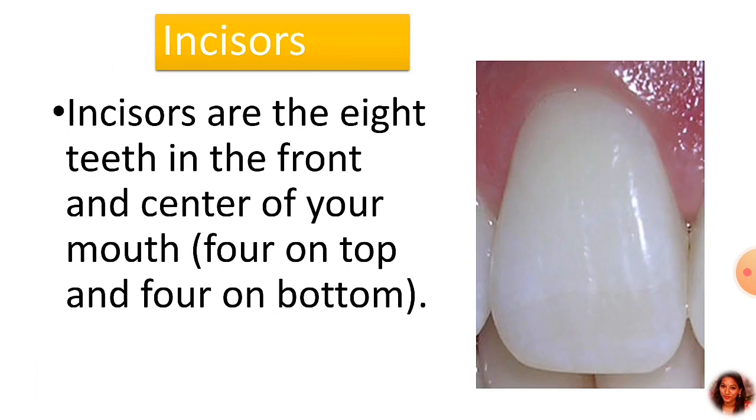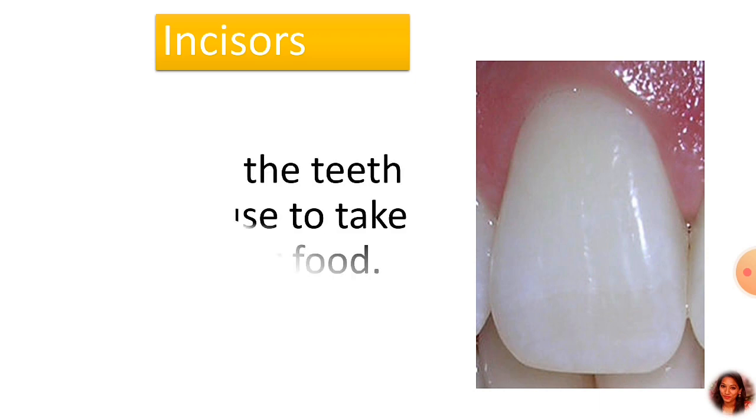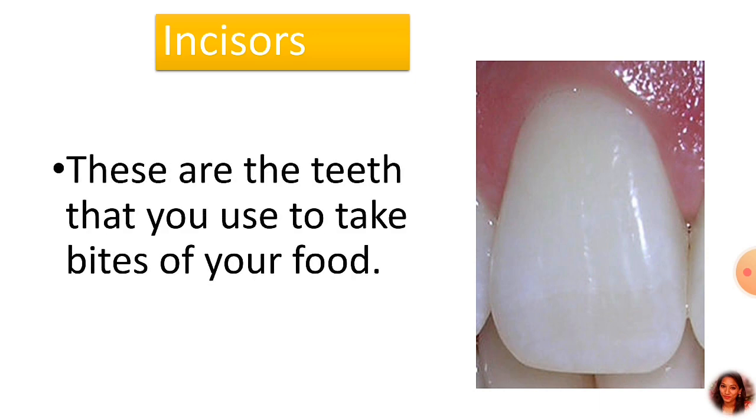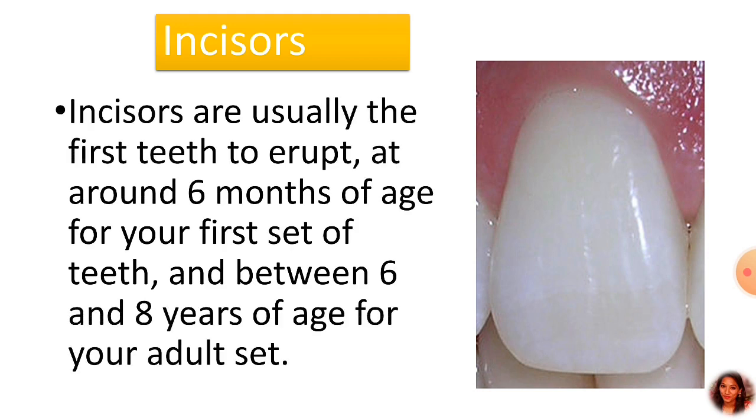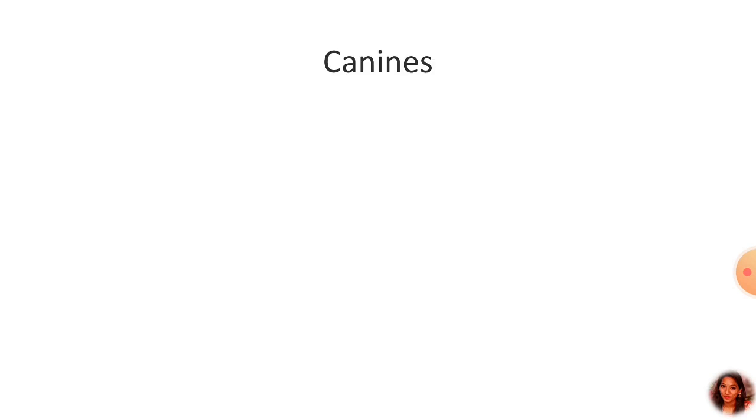Not only this, but the incisors are the 8 teeth in the front and center of your mouth. That is 4 on the top side and 4 on the bottom side. So in total there are 8 in number. These are the teeth that you use to take bites of your food. And the incisors are usually the first teeth to erupt, at around 6 months of age for your first set of teeth, and between 6 and 8 years of age for your adult set.